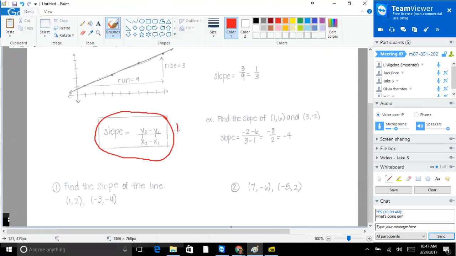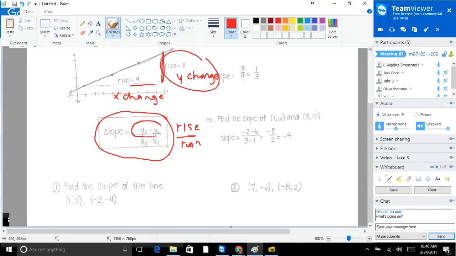So we said the slope is the rise over the run, right? And what we're talking about when we talk about rise is how much is y changing, right? This is how much does y change, the rise. And the run is how much does x change. So when you translate into algebra, it's the change in y divided by the change in x.